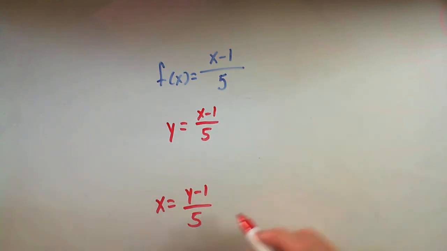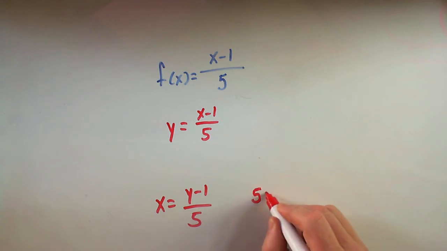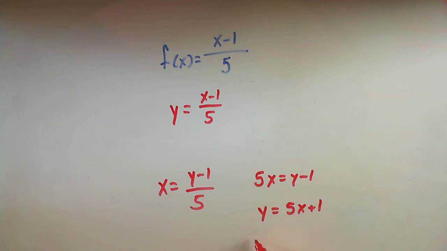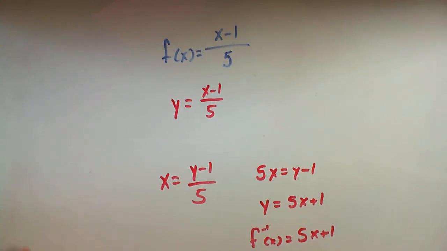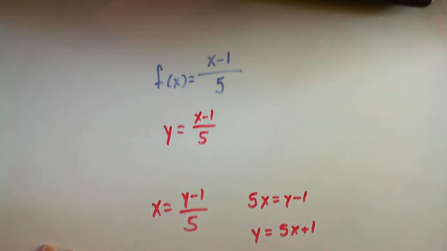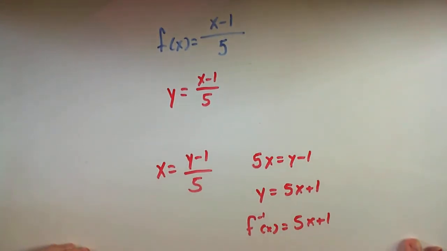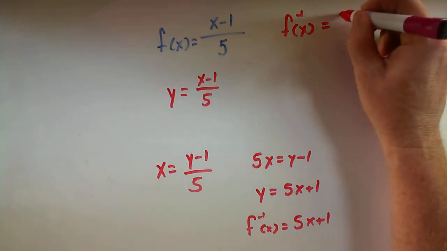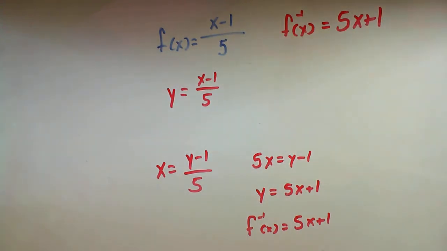Now I just resolve for y. That gives me 5x equals y minus 1, and y equals 5x plus 1. So what I have there is f inverse of x equals 5x plus 1. So looking at a couple of things about these, let's just graph these two functions on the same set of axes and look at them in a little more detail, even though the worksheet does not necessarily ask you for this.